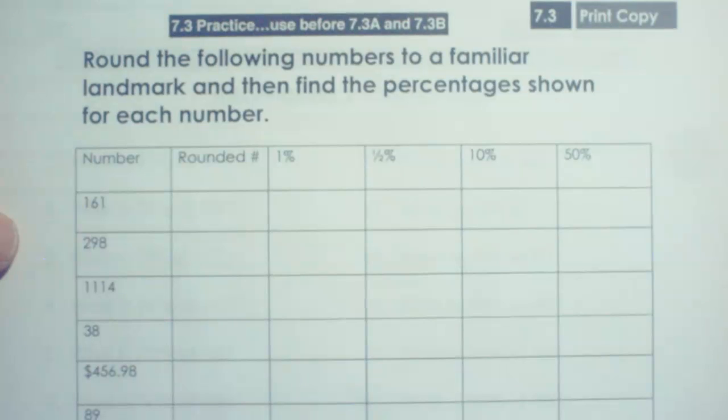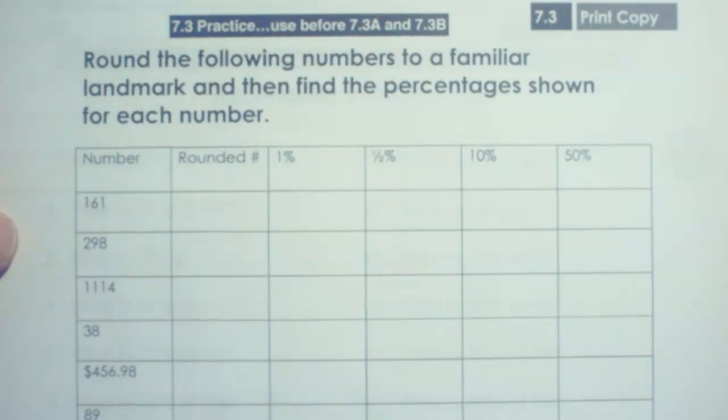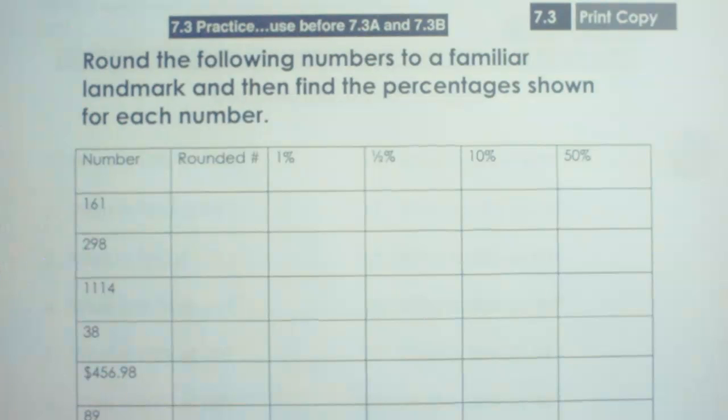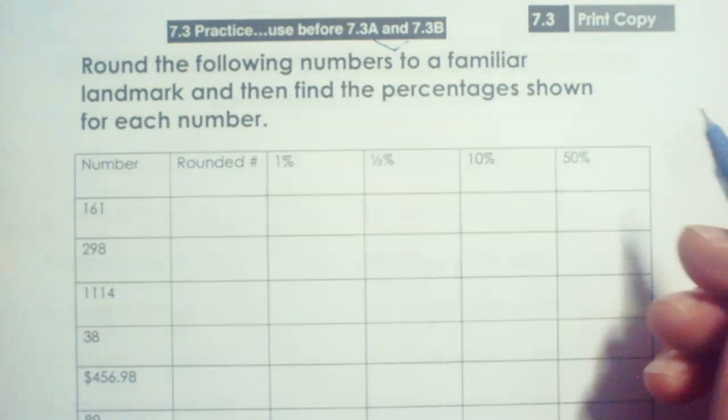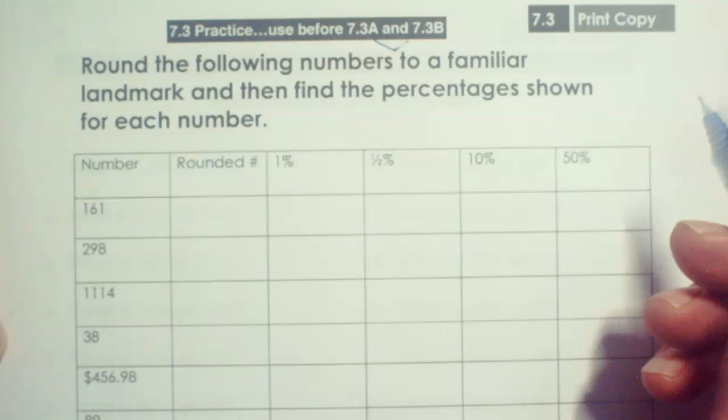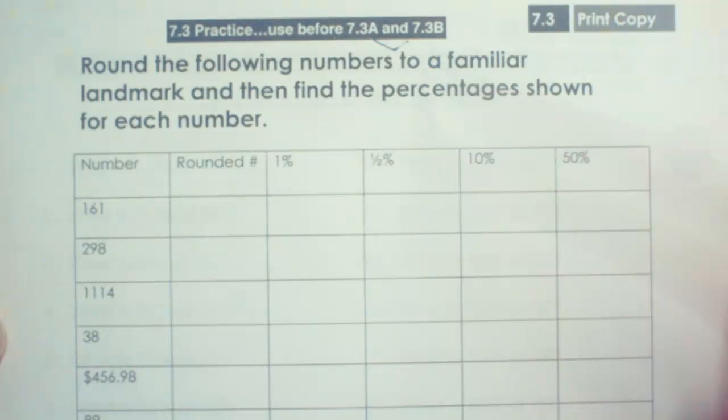Hi, this is a tutorial on 7.3, just finding percents of numbers. This is a really important target, and it's a target that comes before these two. I think before you can do some estimating with rounding and things like that, complete 7.3a and 7.3b, you really need to be able to round some things off. So let's practice it here.